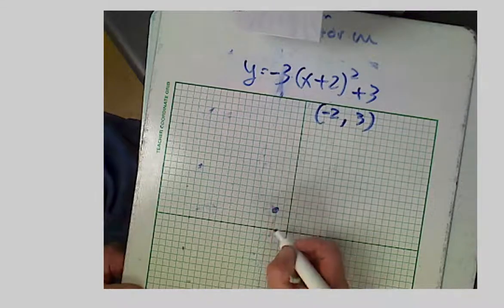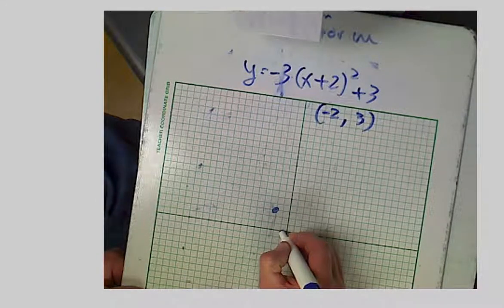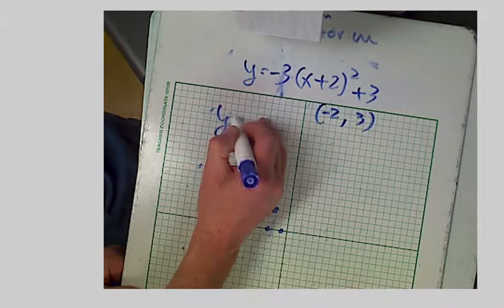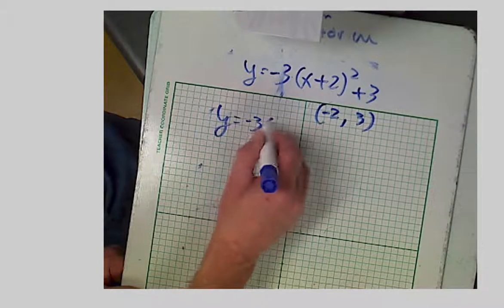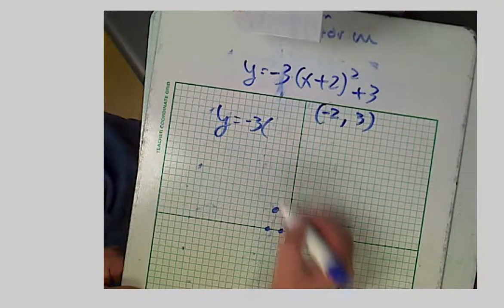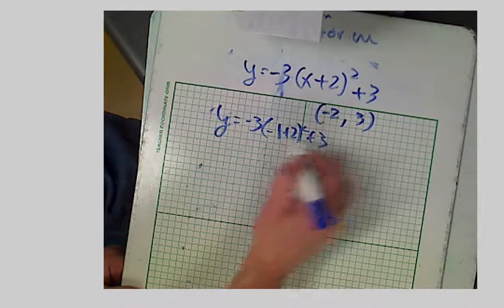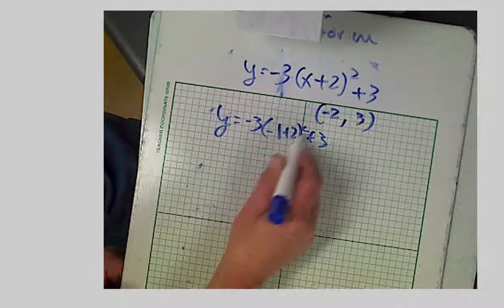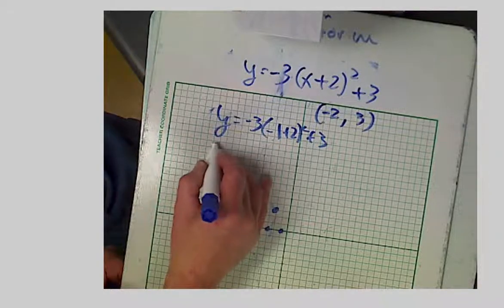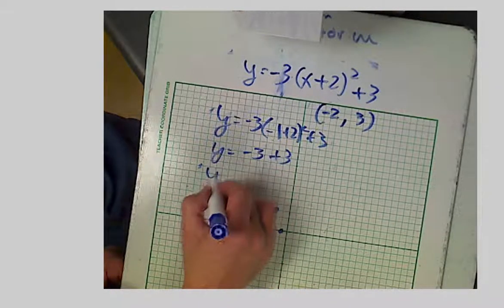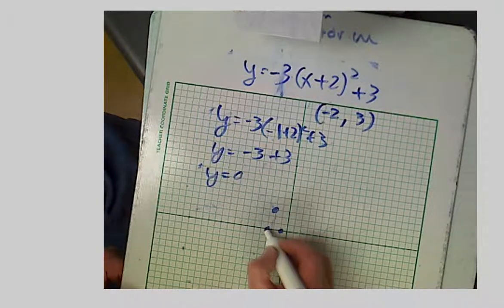Now I'm pretty sure that if I go over 1 down 3, my next point's going to be right here. But let's plug that in just to make sure. So I'm going to say y equals -3 times, my x-coordinate of that point is -1. -1 plus 2 is 1, squared is 1, times -3 is -3, plus 3, and y equals 0. So that would be those 2 points.